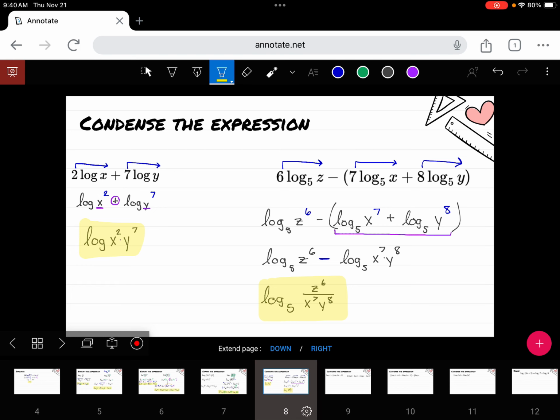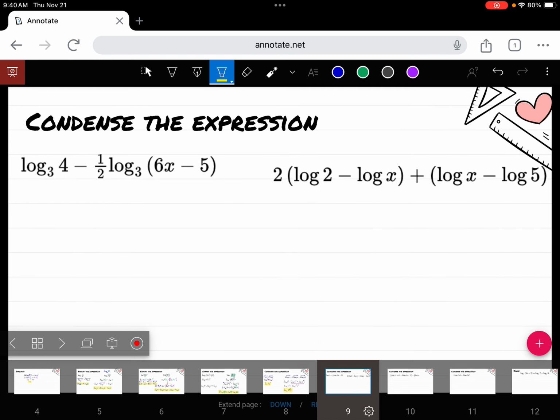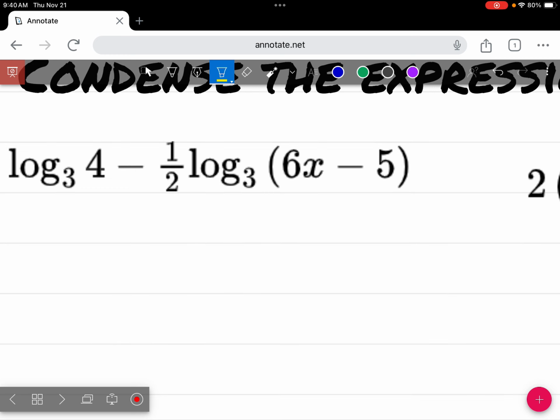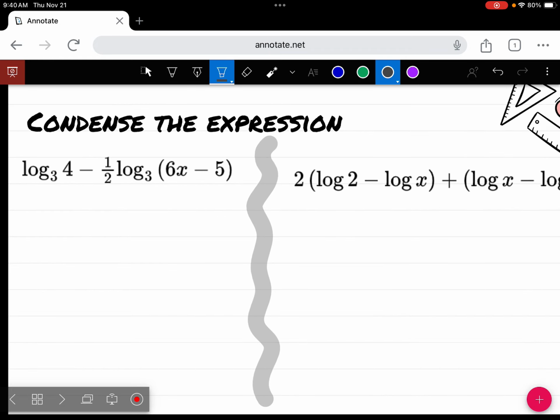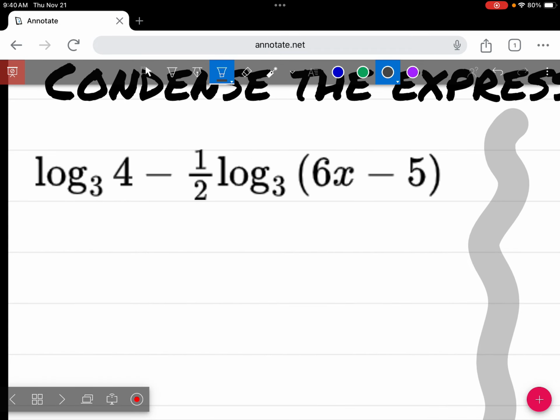Let's do one more. We'll do the left one and do the right one tomorrow. So let's do the left one. We'll have this one be the last one for today. And we'll keep working with our condensing and expanding tomorrow. So we're just going to do the left one. And the longest it'll take for us to write it out will be the first time.